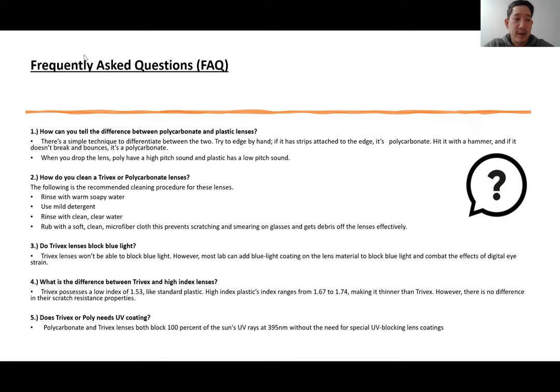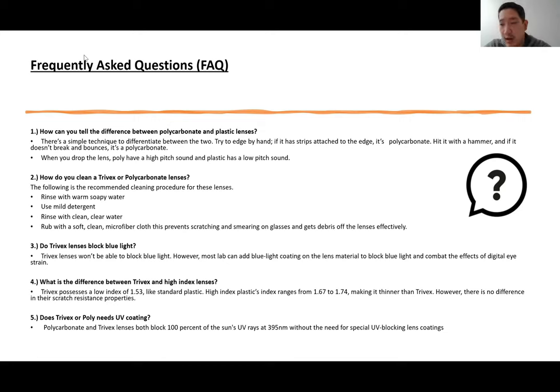So if you're planning to use a paper towel or your shirt, there are going to be some potential consequences because it can scratch your lenses, right? So a microfiber cloth is your best choice when cleaning your lenses.